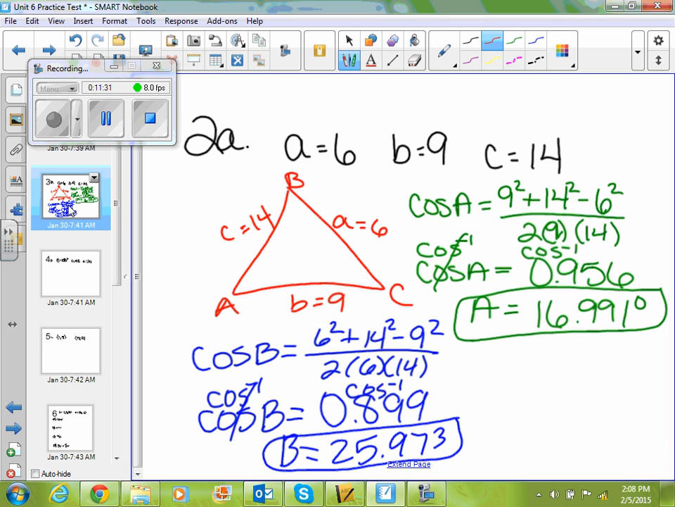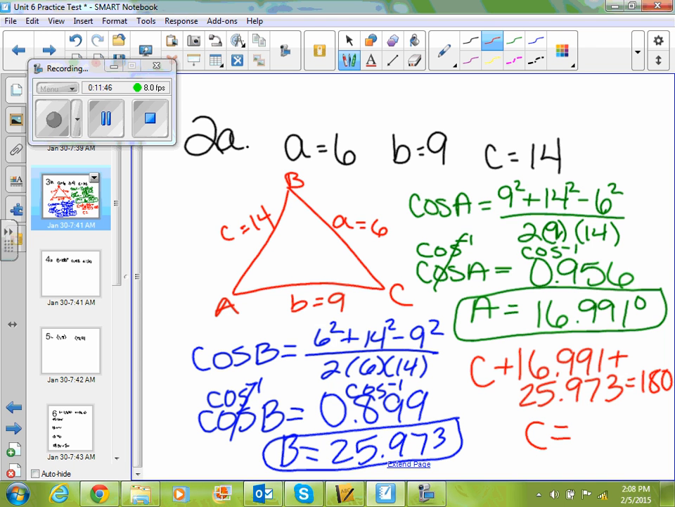Alright, and then if we want to find angle C, we know C plus A, which is 16.991, plus B, which is 25.973, has to equal 180. And we all can add and subtract, so C equals 137.011, approximately.